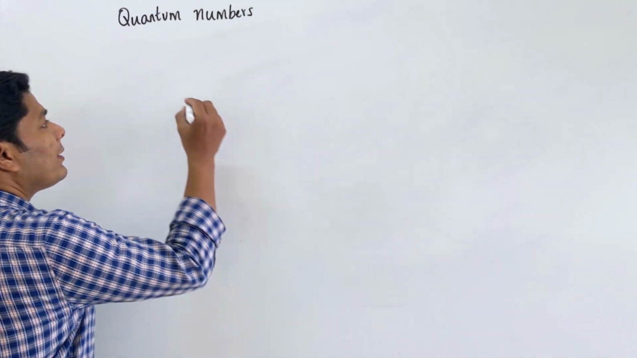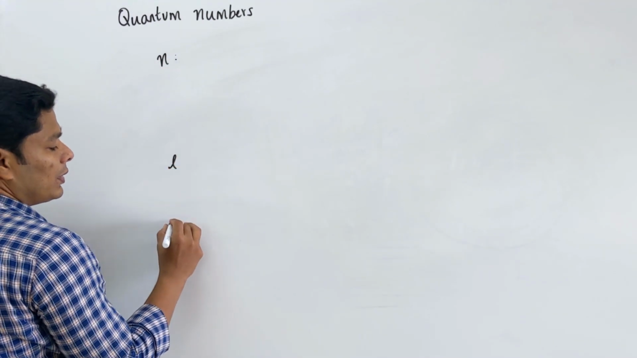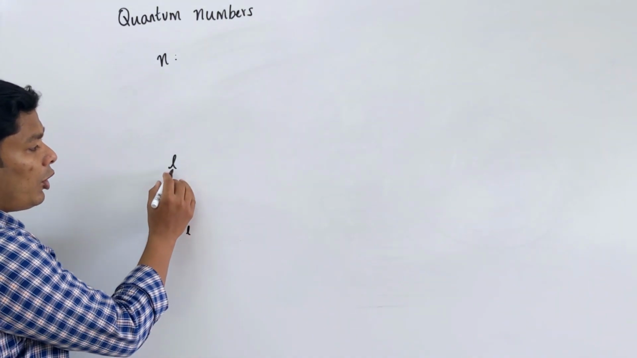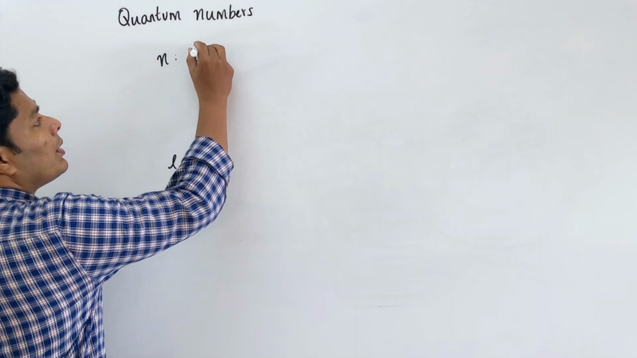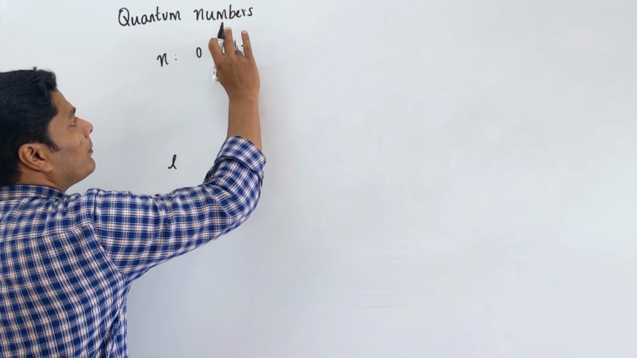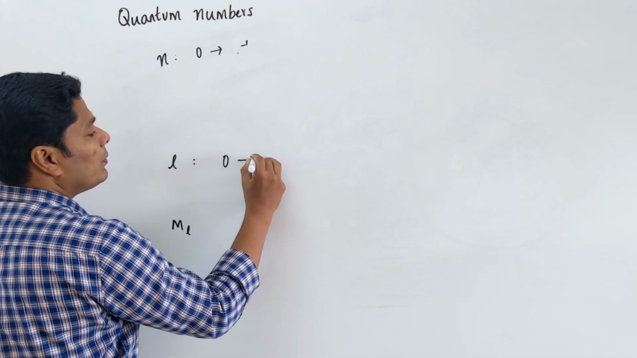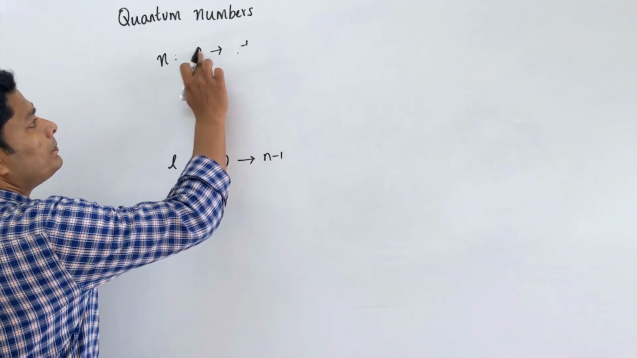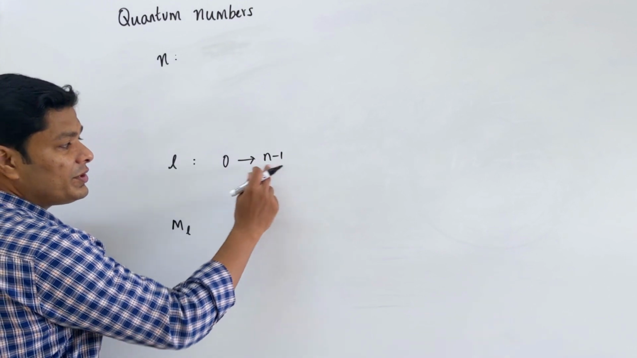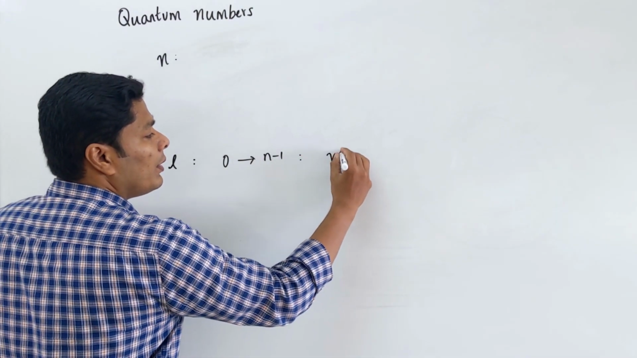So normally in NEET, what they give is the n value, or they can give you the L value, or they can give you the ml value. So if they give the n value, how many L values are there? Let's put it this way. The L values are 0 to n minus 1. Correct? So now if it is 0 to n minus 1, what is the total number of integers there? If you include 0, what will it be? So total number of integers are n integers.